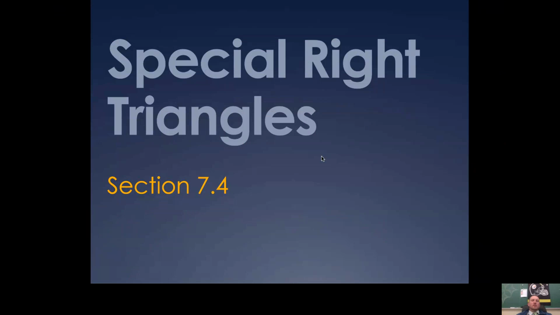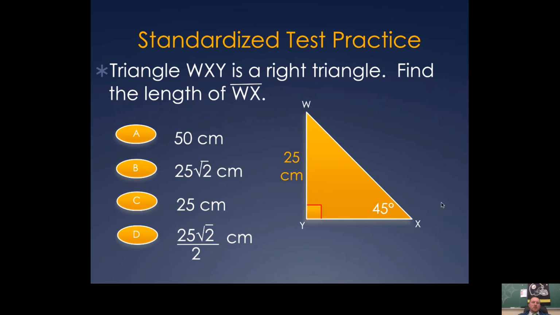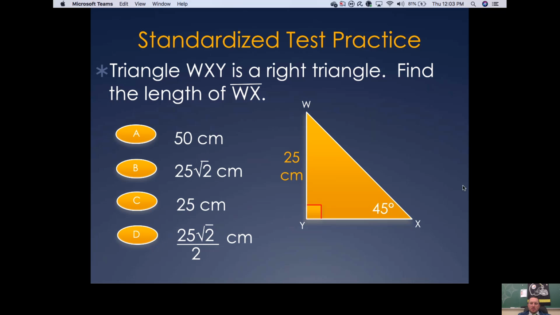This is section 7.4. We're going to look at special right triangles. Here's some standardized test practice. Triangle WXY, that's this triangle here, is a right triangle. Find the length of segment WX.